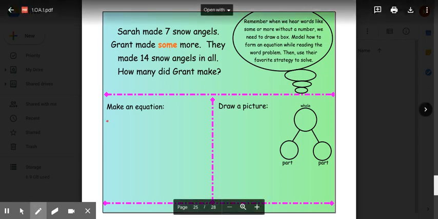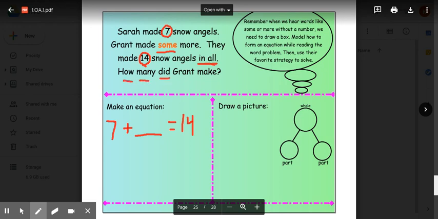Sarah made 7 snow angels. Grant made some more. I don't know how many because it doesn't give me a number. It just says some, so that is unknown. They made 14 snow angels in all. I know I'm adding because it says they made 14 in all. So I'm adding the 2 together to see how many they made total.